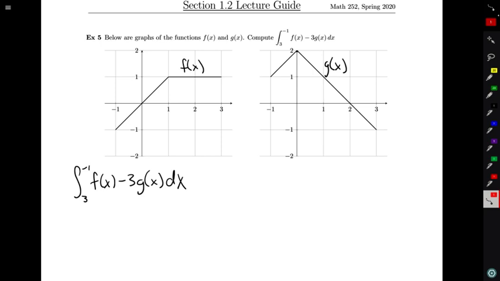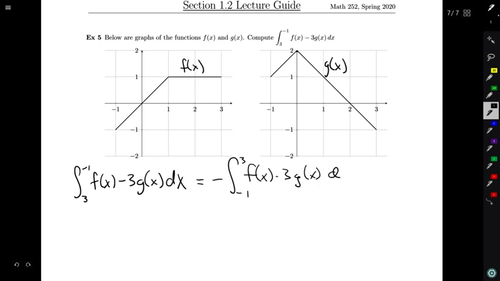So the first thing I want to note is that the order of integration is backwards. 3 is certainly not less than minus 1, so we need to correct that. The way we correct that is, if we want to flip the order of integration, we need to add a negative sign out front. So this is negative the integral from minus 1 to 3 of f of x minus 3g of x dx.